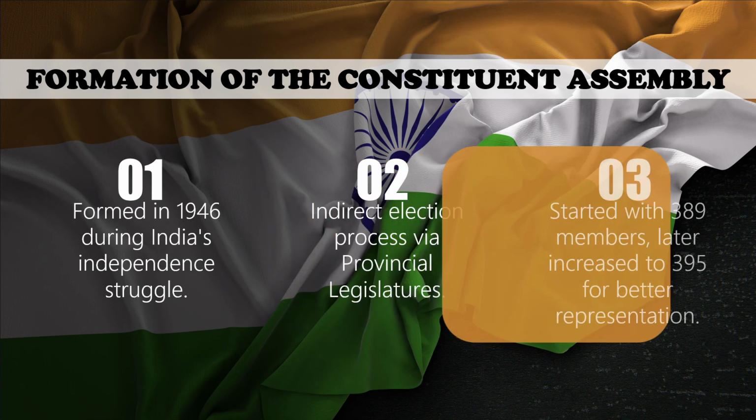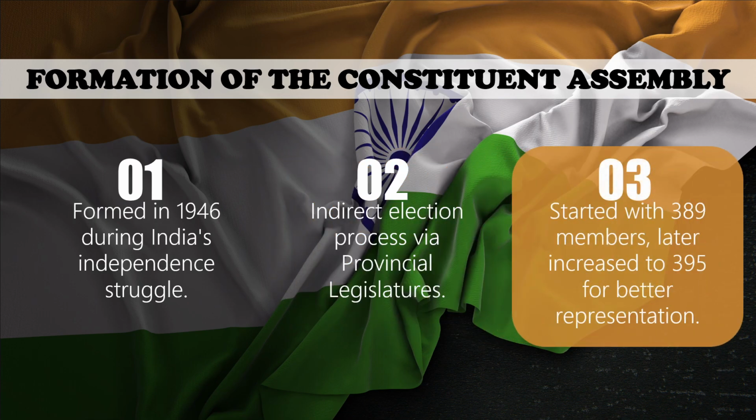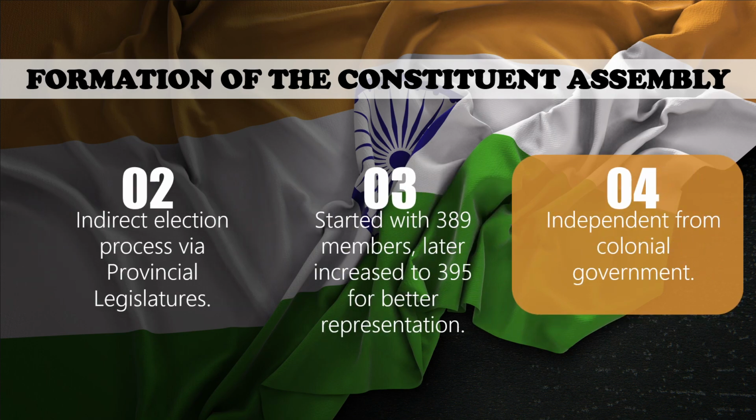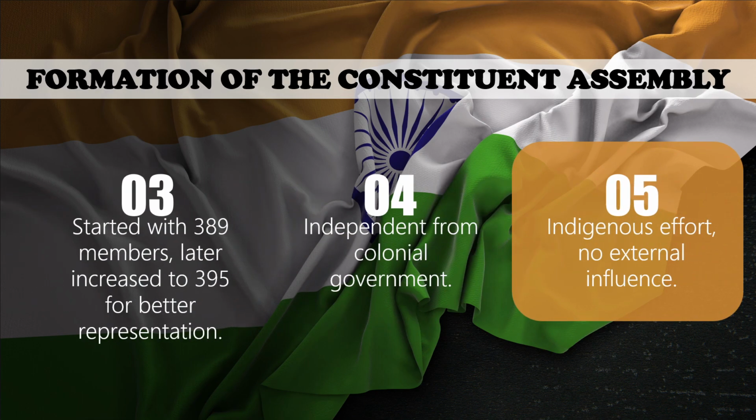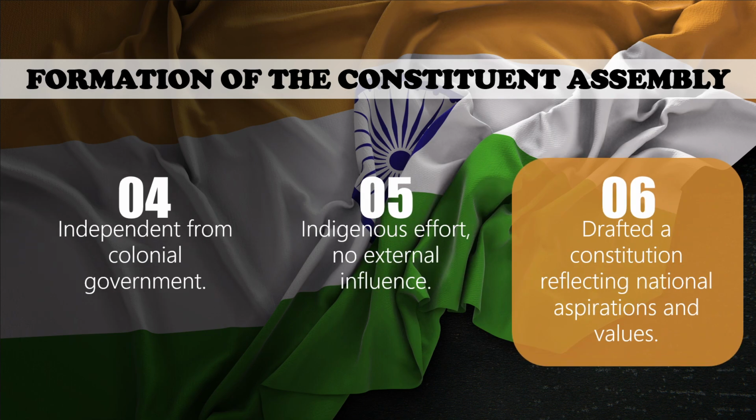The Assembly initially had 389 members representing various regions and communities of India. Later, the membership increased to 395 as a few additional members were nominated to ensure better representation. It is important to note that the Constituent Assembly had no connection with the existing colonial government. It was an entirely indigenous effort free from external influence to draft a constitution that would reflect the aspirations and values of a newly liberated nation.